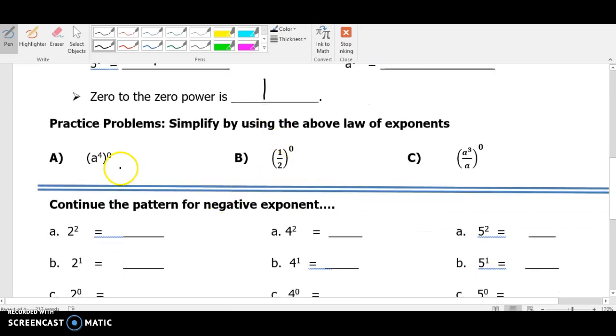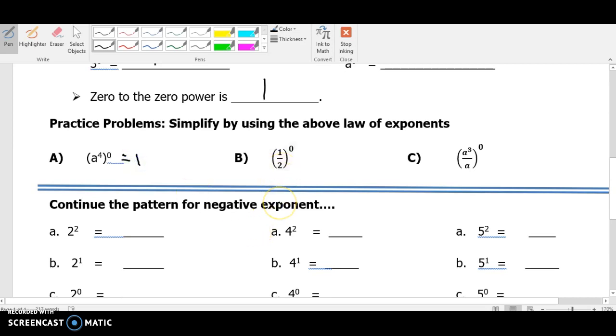Okay, so for example, you're going to see, and this is kind of the trick they like to do, they'll give you these problems where they have these crazy things going on. They have fractions, they have a bunch of variables, all this nasty stuff, and it'll say to the 0 power. And you don't even have to think, you just jump for joy because it's easy as pie. Like A here, A to the 4th is 0. That's going to equal 1. Anything to the 0 power equals 1.